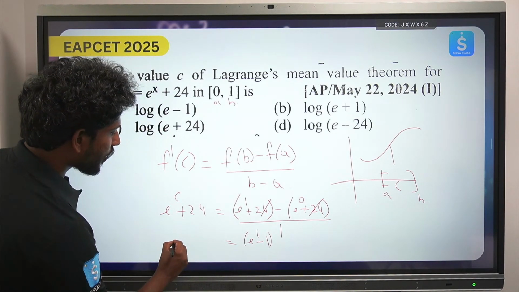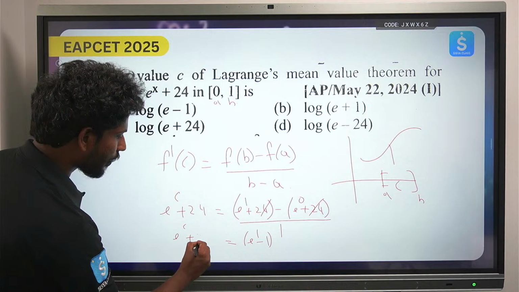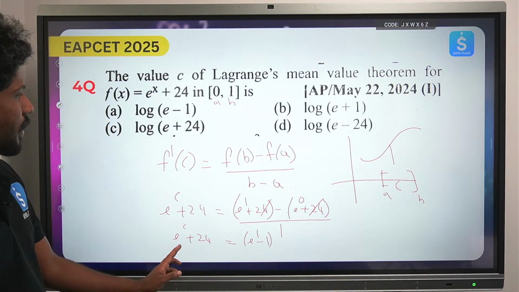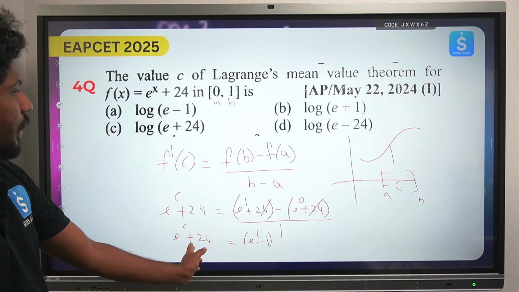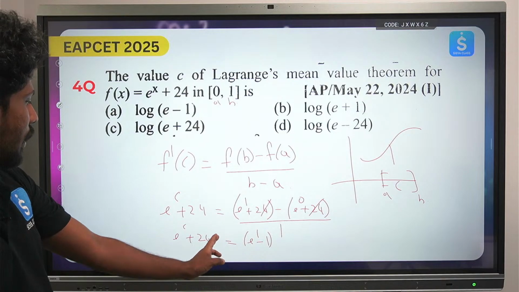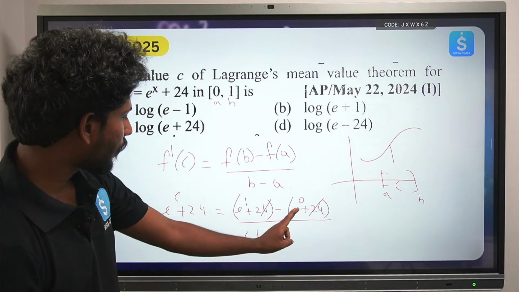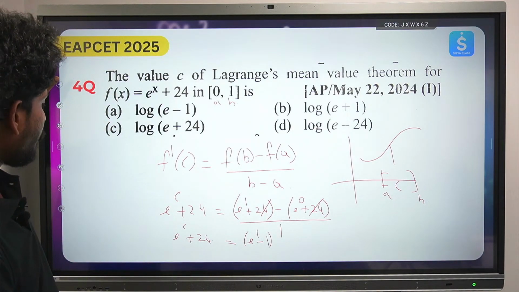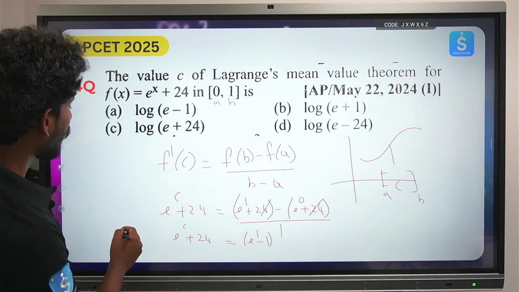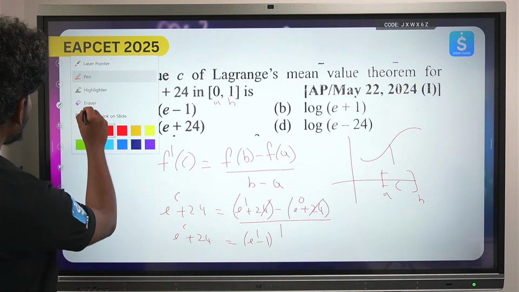So this will become e power c plus 24. I got e power c plus 24, and if I take that 24 to the right hand side, e power c plus 24, e power 1. So sorry, wait, just a second.